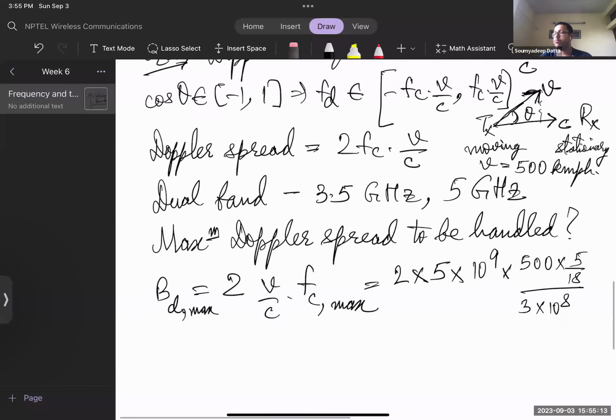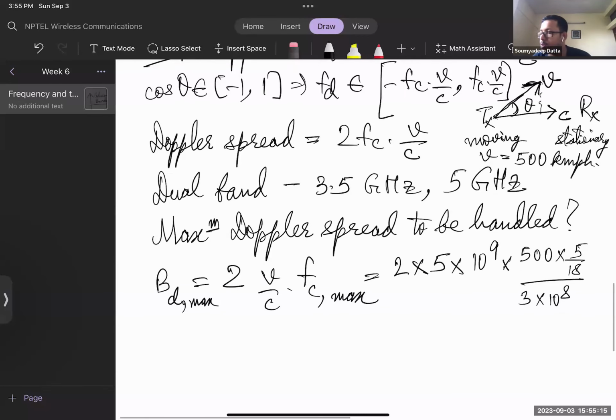Somebody, can you do this calculation and tell me? I just made up the number, so I don't know the answer. I can try on my calculator. I hope this logic is clear, right? Because you want to figure out the worst case Doppler spreading that you can get in the frequency domain. So this is the worst case possible.